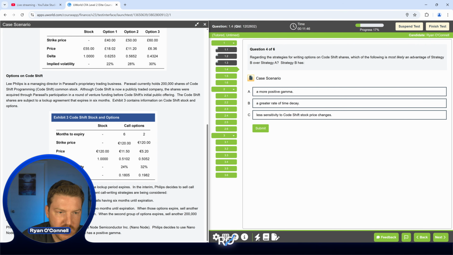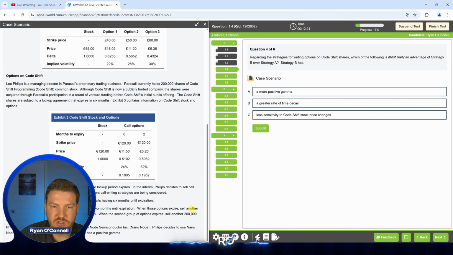Philip intends to sell the Code Shift shares as soon as the lockup period expires. In the interim, Philip decides to sell call options against the shares to generate income. 2 different call writing strategies are being considered. So that's the question. We have strategy A, which is to sell 200,000 at the money Code Shift calls having 6 months until expiration. Or we can do strategy B, which is to sell 200,000 at the money Code Shift calls that have 2 months until expiration.